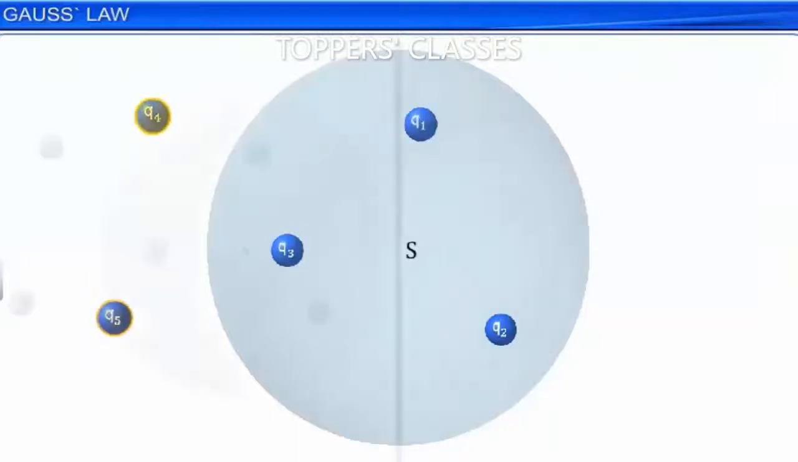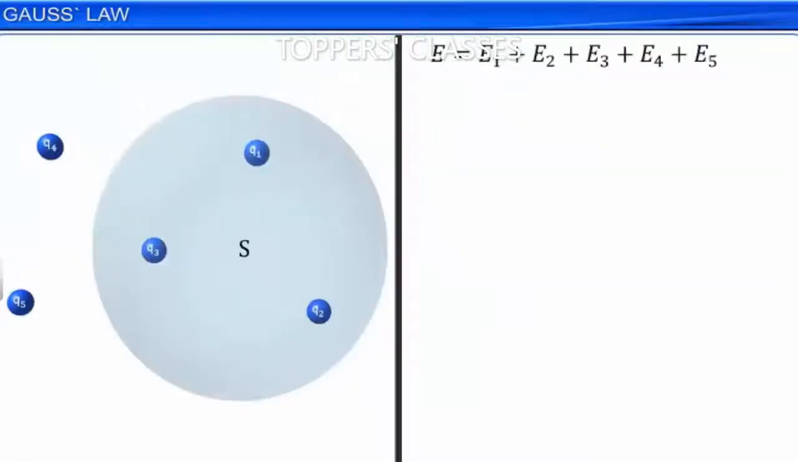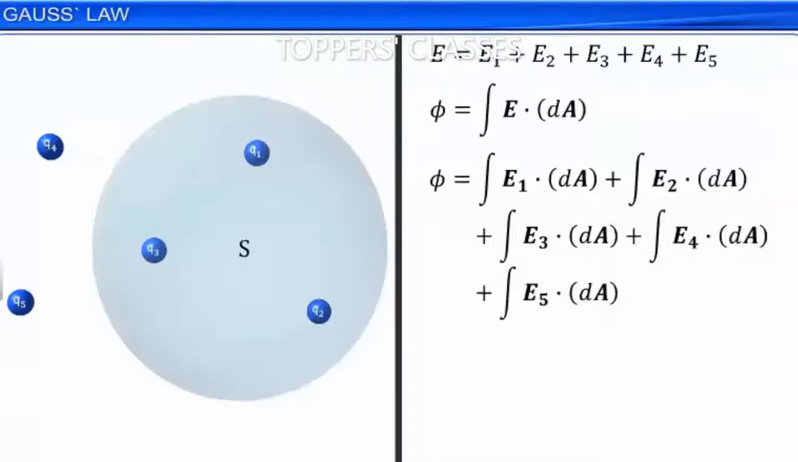Now consider a system of discrete charges, say Q1, Q2, Q3, Q4, Q5, such that the charges Q1, Q2, and Q3 are inside the closed surface S, and the charges Q4 and Q5 are outside the Gaussian surface S. The resultant electric field strength E at any point will be equal to E1 plus E2 plus E3 plus E4 plus E5. The net flux of the resultant electric field strength E through the Gaussian surface is phi, equal to integral E dot dA, which is equal to integral E1 dot dA plus integral E2 dot dA plus integral E3 dot dA plus integral E4 dot dA plus integral E5 dot dA.